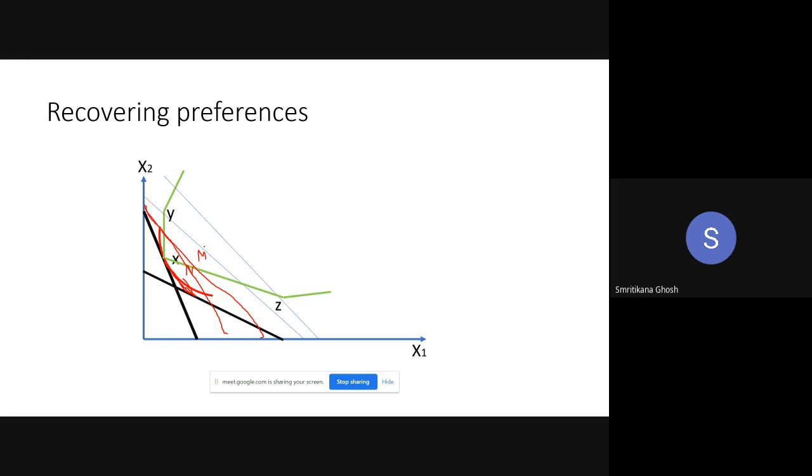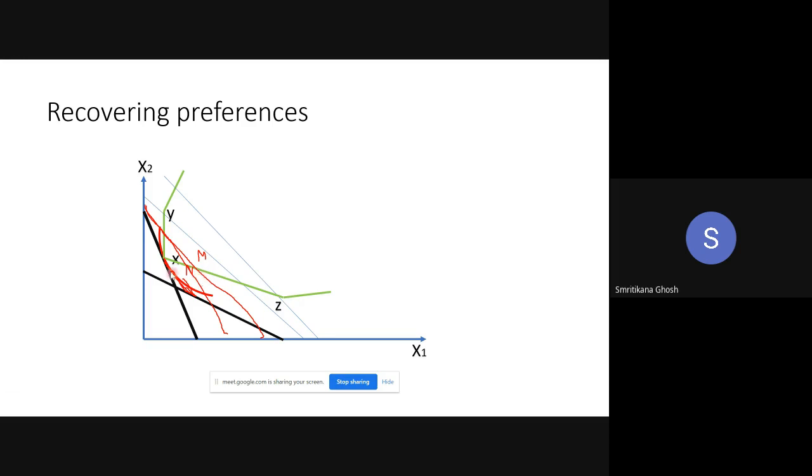You are making it closer so that finally you will get some points which are indifferent to x. Here all points are preferred to x. M is preferred to x, n is also preferred to x. You are not getting the point which is indifferent to x. But if you continue this process, ultimately this range will be reduced. The range will be reduced and it may become very close to zero.